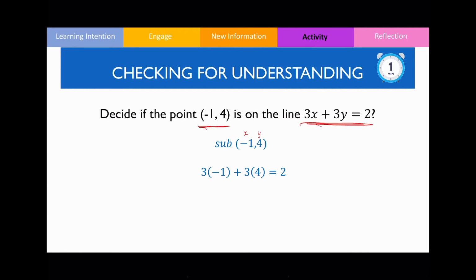What I'm going to do now is simplify. So 3 times -1 is -3. 3 times 4 is 12. Now I'm going to condense the left-hand side of the equation. What is -3 plus 12? Well, that gives you 9, but you can clearly see that 9 is not the same number as 2. So because this does not produce a true statement, this coordinate is not found on the line at all.